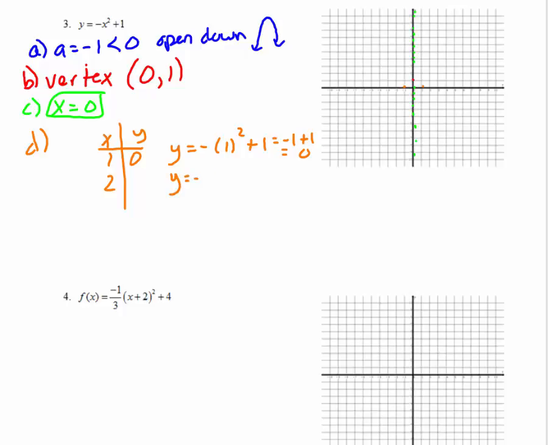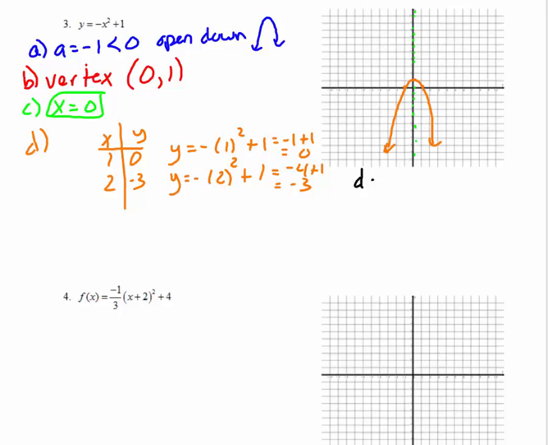When I plug in a 2, I get negative 2 quantity squared plus 1. 2 squared is 4, so I get a -4 plus 1, which gives me a -3. So 2, -3 is another point. I'm 2 units away from my line of symmetry, so I'll go 2 units on the other side, draw my parabola, and don't forget to put arrows to show that it continues going down.